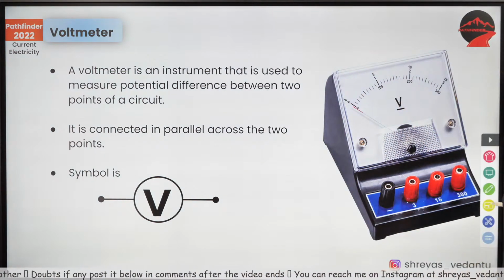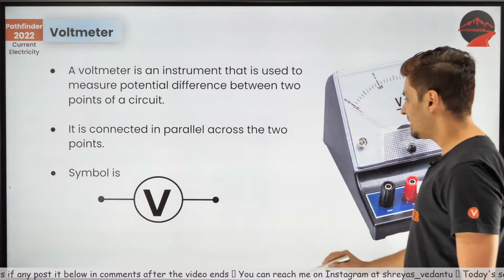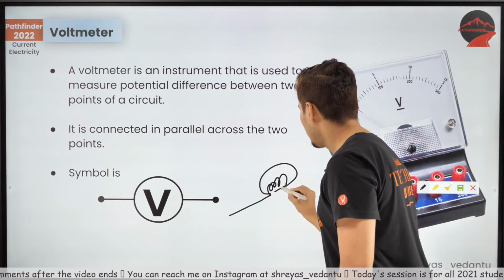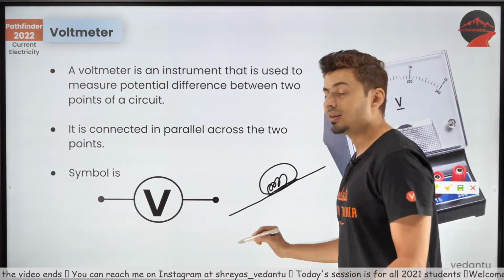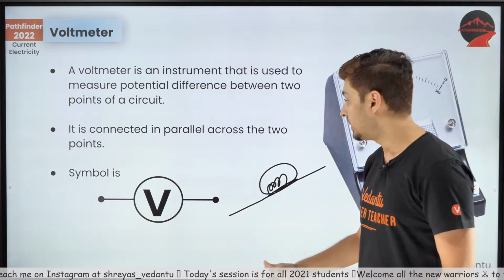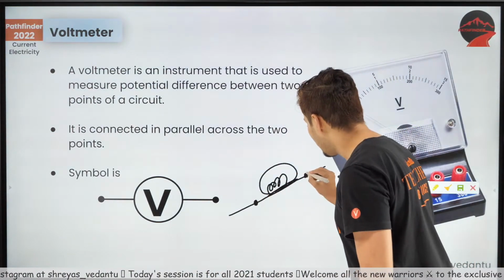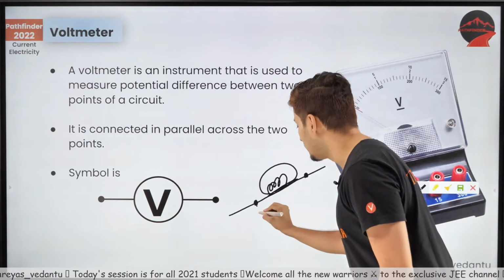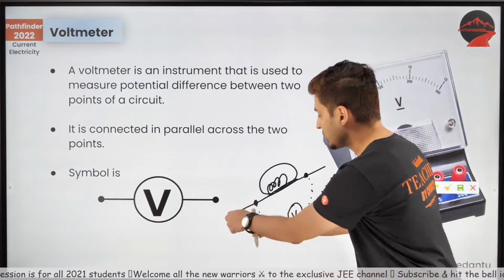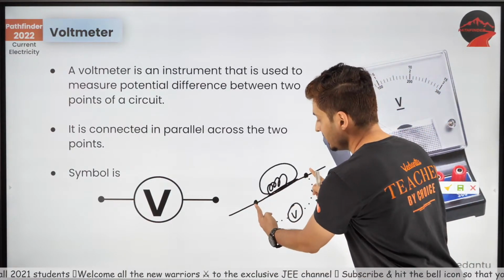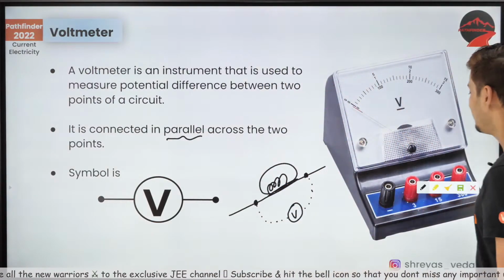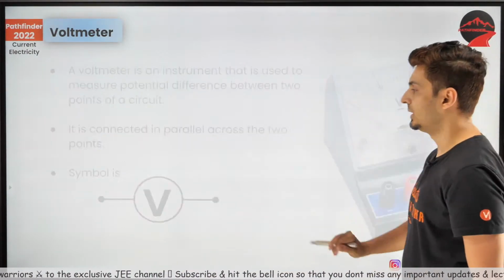And it makes sense why it's connected in parallel. Let's say I have a bulb and I want to see the voltage difference across the bulb. See what word is used? Voltage difference across the bulb. That means between this point and this point I want to measure the voltage. So what will I do? I will connect a voltmeter across these two points, so I can measure the voltage difference between them. That's why I'm saying it's connected in parallel to the device across which you want to measure the voltage.